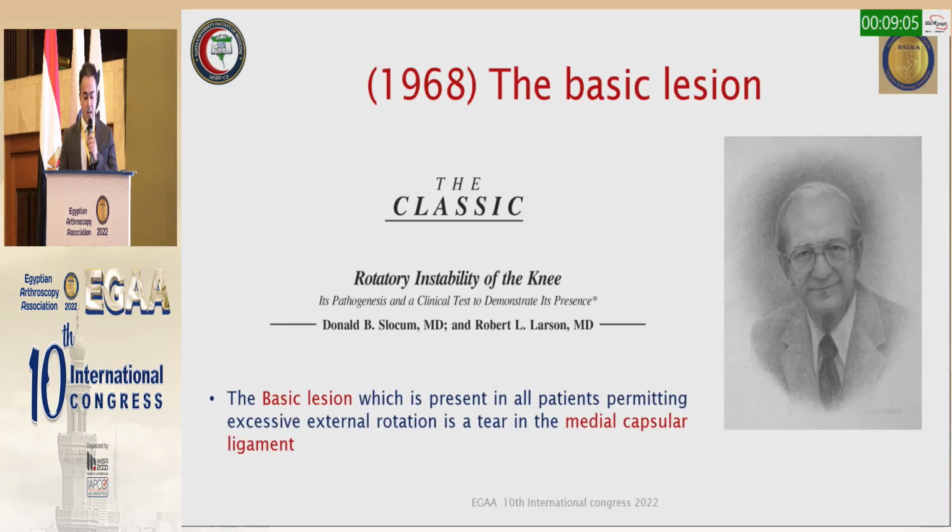In 1968, Slocum and Larson were the first to describe this complex pattern of instability. They stated that this anteromedial rotatory instability was caused mainly by anterior cruciate ligament and deep MCL disruption. They stated that the basic lesion present in all these patients, allowing excessive external rotation, was the deep MCL injury.